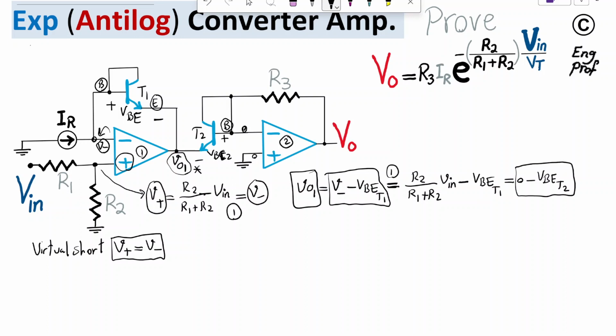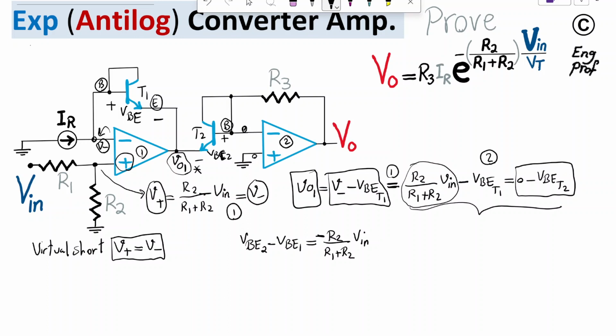Okay, so effectively we end up with this important equality. So I'm just going to continue writing. So from there I get VBE2 minus VBE1 equal to R2 over R1 plus R2 times Vn, with a negative sign. What I did, I moved this component to the right side and I moved this component to the left side. That's the only thing I did.